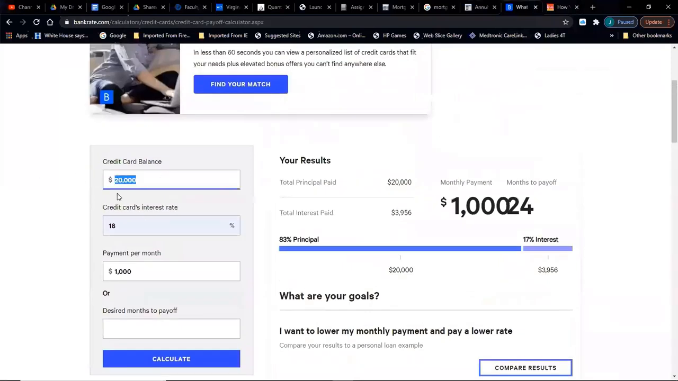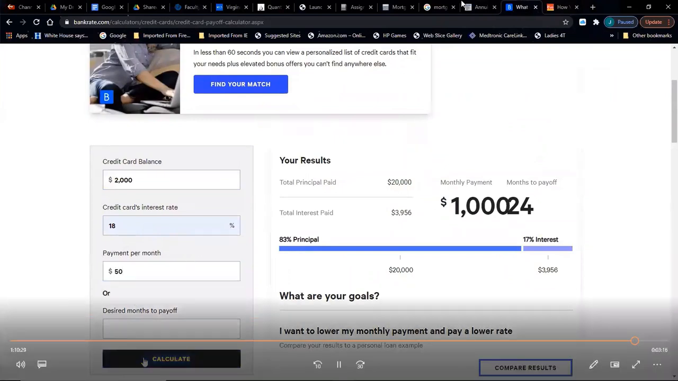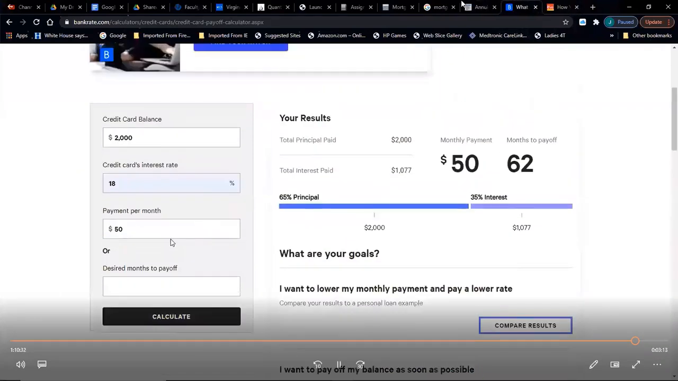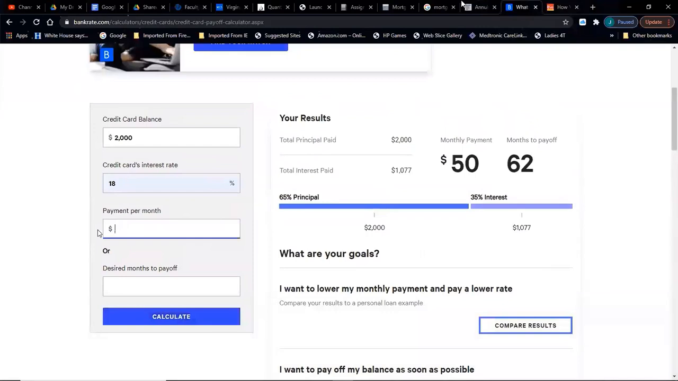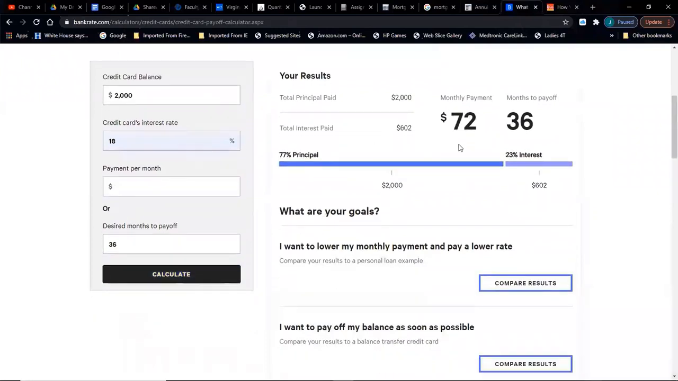So back to the $2,000 card we have. $2,000 worth of debt on a credit card, 18% interest. Now let's say instead of putting in a payment per month, let's say I know $50 a month was going to take me 62 months to pay it off, 5 years, 2 months. What if I say I want to have this card paid off in 3 years? I can blank out this one and type 36 in the desired months to pay off, which would be 3 years. And it will spit out the monthly payment I need. So I need to pay $72 a month to pay this down in 3 years.